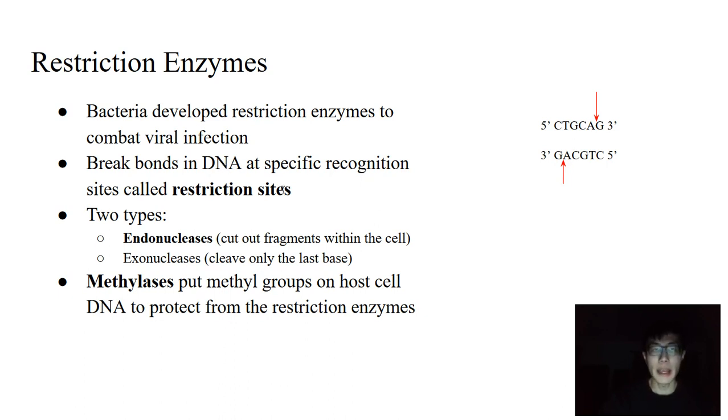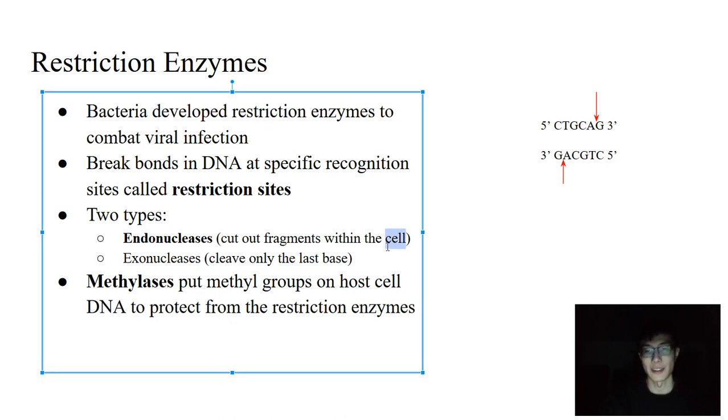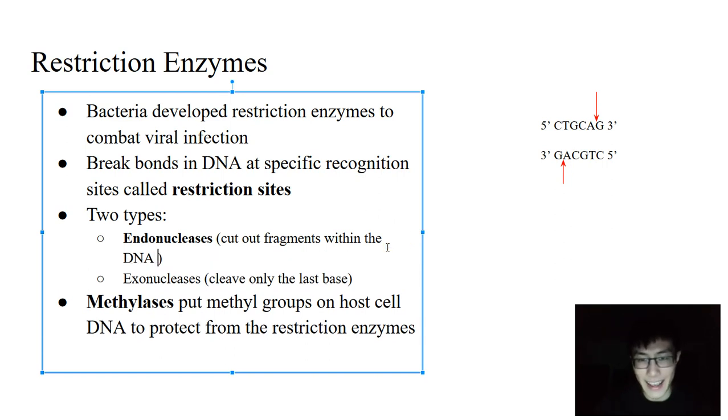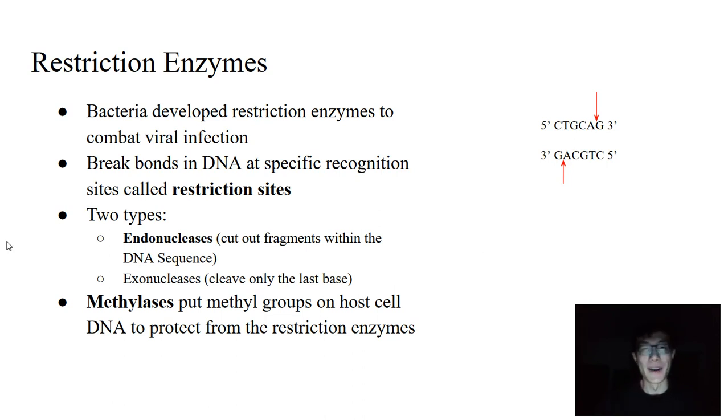There are two main groups of restriction enzymes, one group being called the endonucleases and the other being the exonucleases. The main difference between endonuclease and exonuclease is the location where they cut. So endonucleases are going to cut within the DNA sequence. I guess I should change that and say DNA sequence. There you go, that's more accurate. So we're cutting the middle of a DNA sequence.